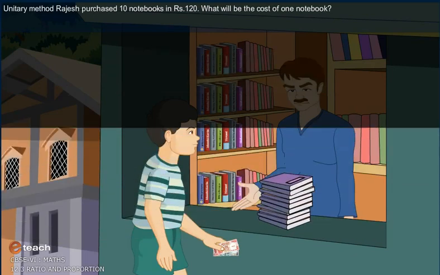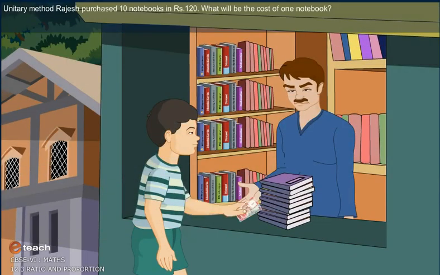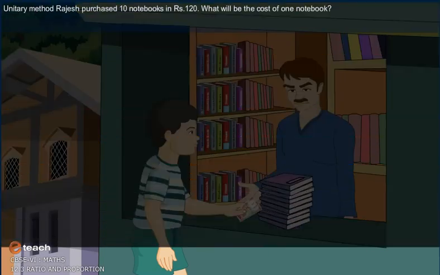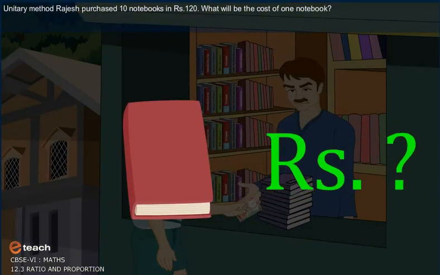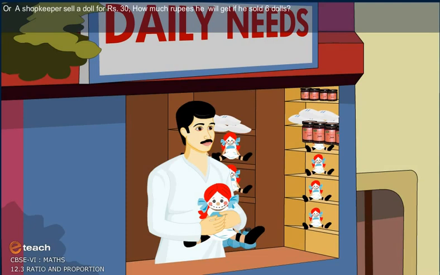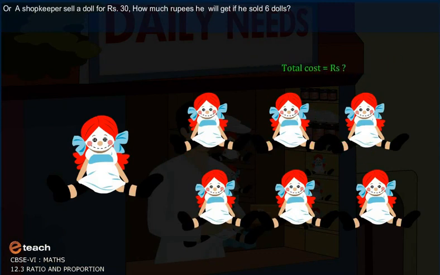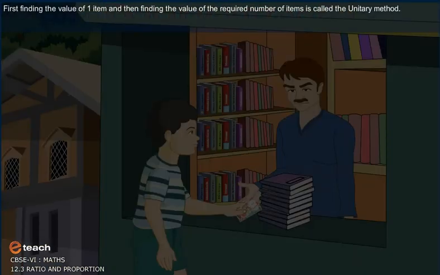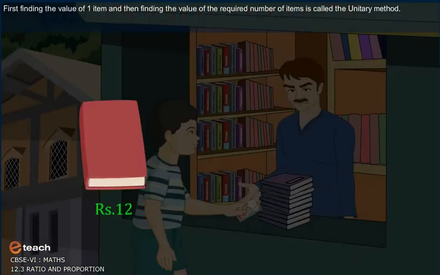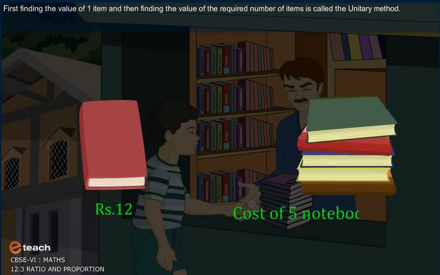Unitary method. Rajesh purchased 10 notebooks for rupees 120. What will be the cost of one notebook? Or a shopkeeper sells a doll for rupees 30. How many rupees will he get if he sold 6 dolls? First finding the value of one item and then finding the value of the required number of items is called the unitary method.